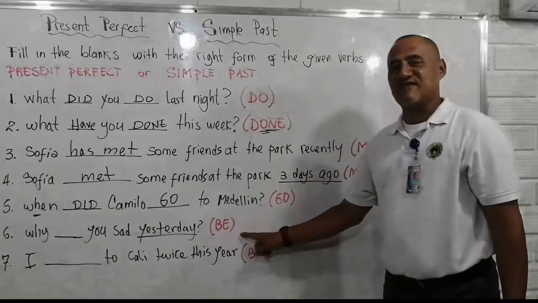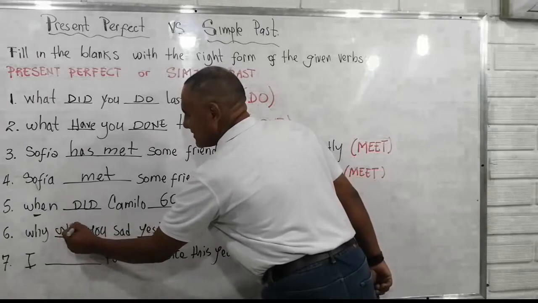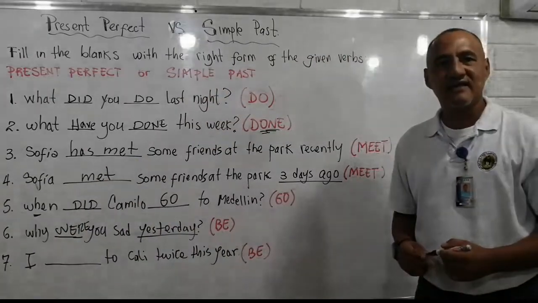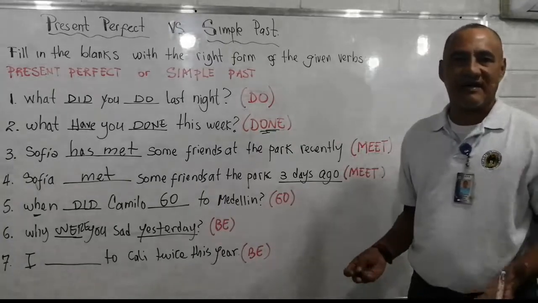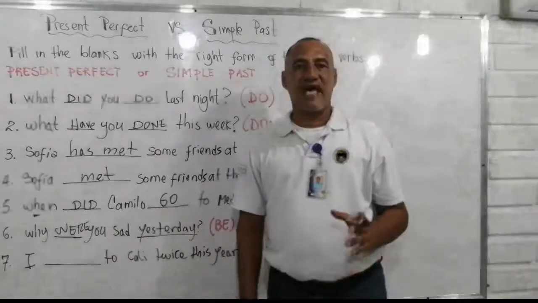Okay, the famous verb to be. Why? The verb to be in simple past is "were". Why were you sad yesterday? Porque estabas triste ayer. So we know exactly when this situation happened.